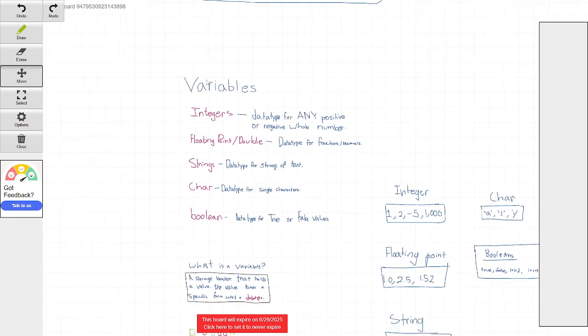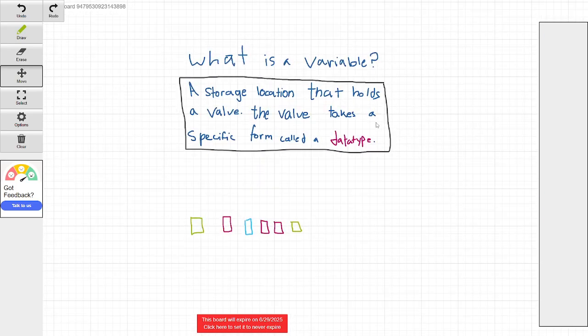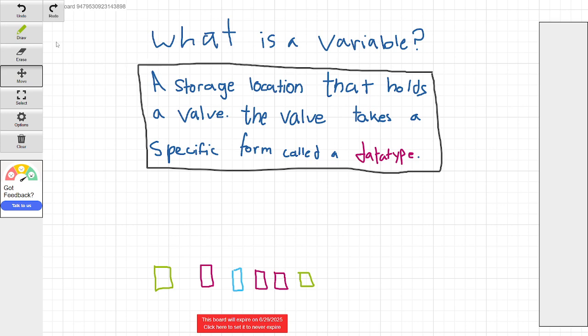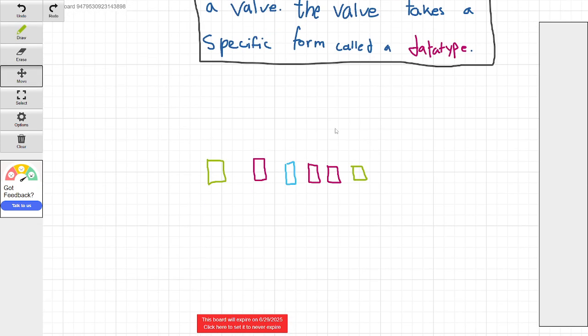So a variable is a storage location that holds a value. The value has to take a specific form called a data type. We'll get into what a data type is later. First, let's look at this analogy.